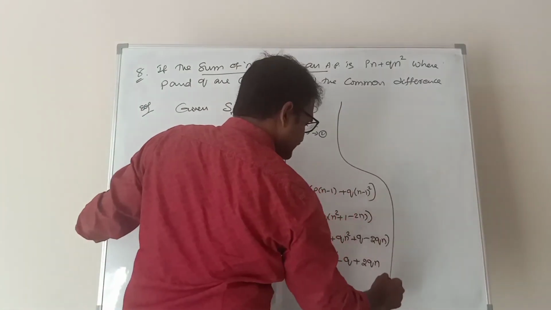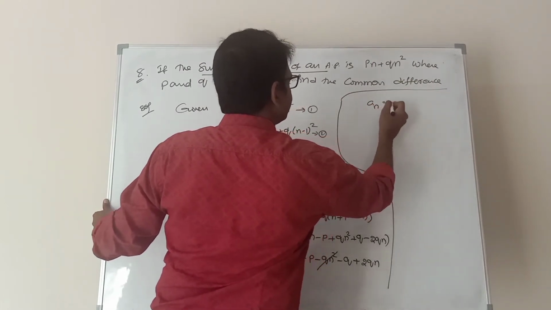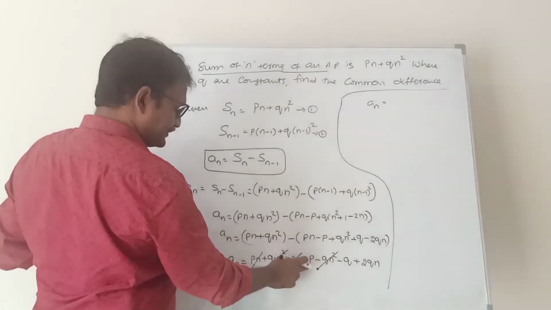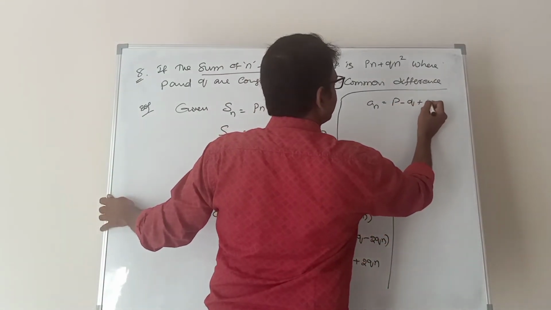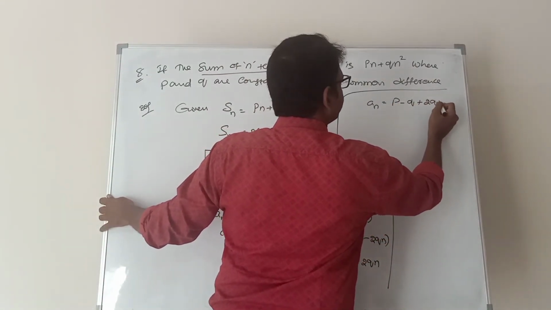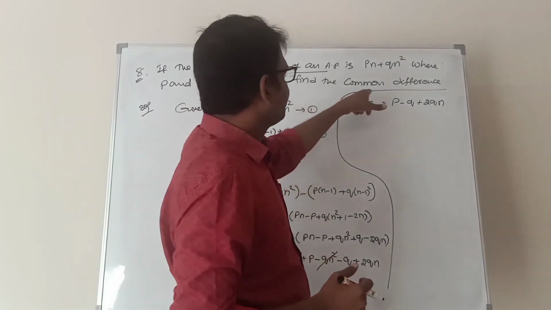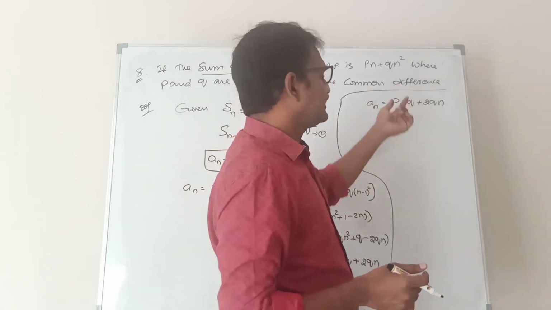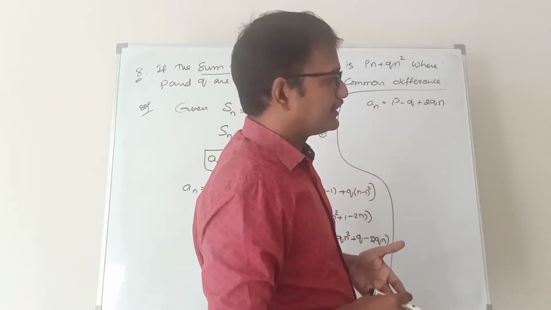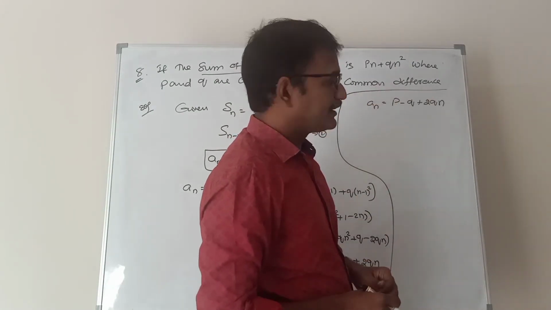So what is the nth term? a_n is equal to p − q + 2qn. What we have to find is the common difference. To find the common difference, what is the formula? Second term minus first term, for finding the common difference.